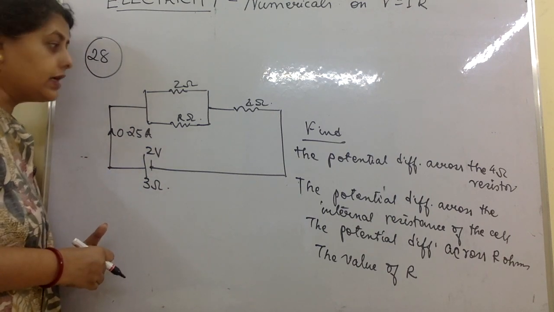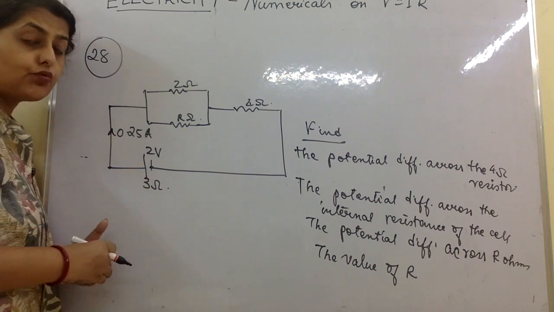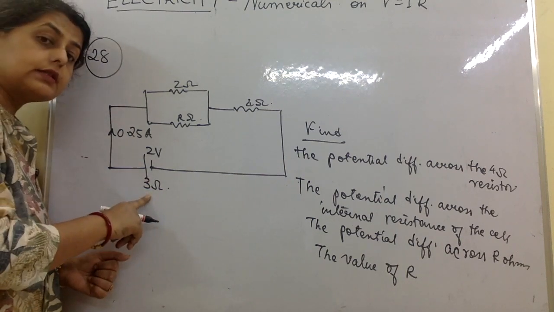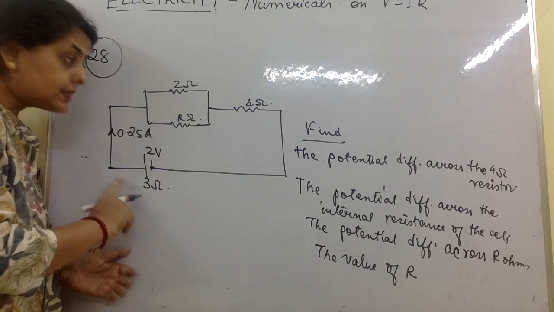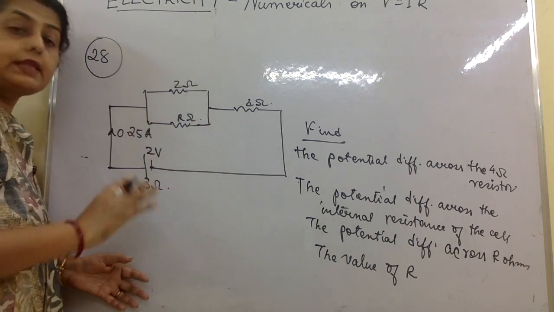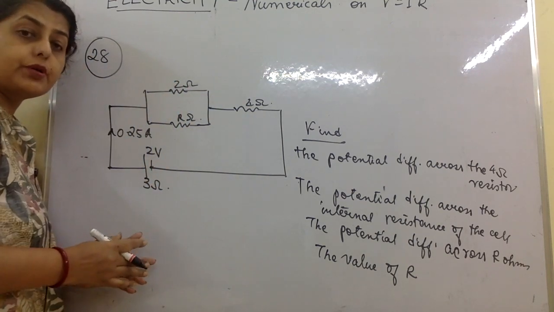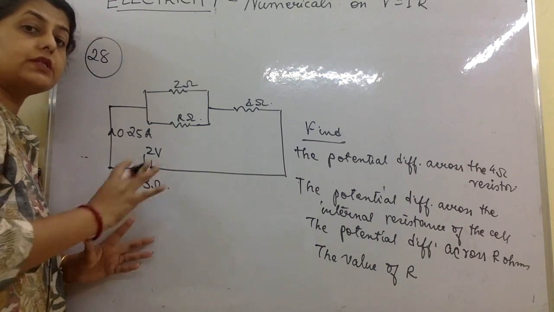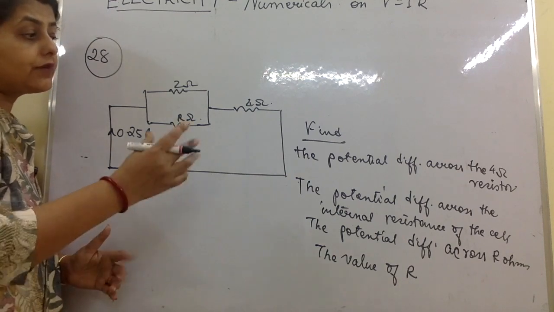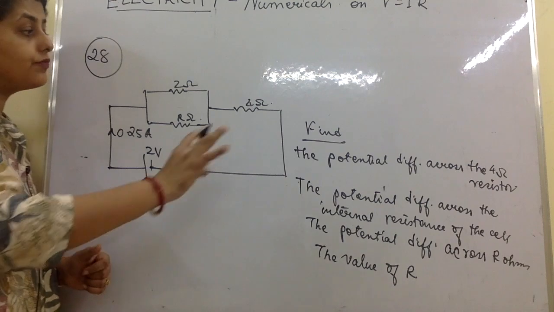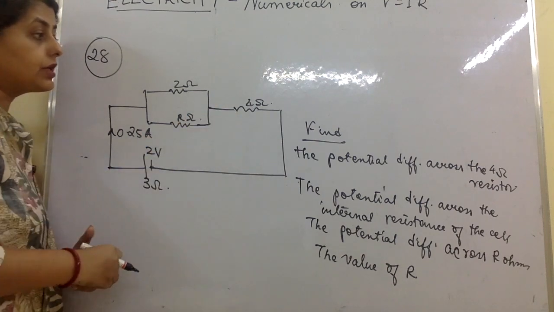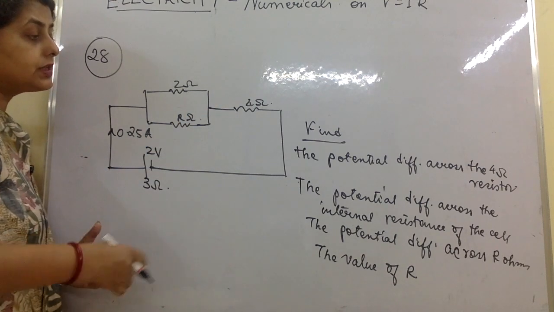Now here, I want to remind you one thing. This internal resistance is always taken in series with a full circuit. That one concept you must remember. Okay, it is in series always with a full circuit. Now what have they asked? The potential difference across the 4 ohms resistor, this. Now here how much is the potential difference?